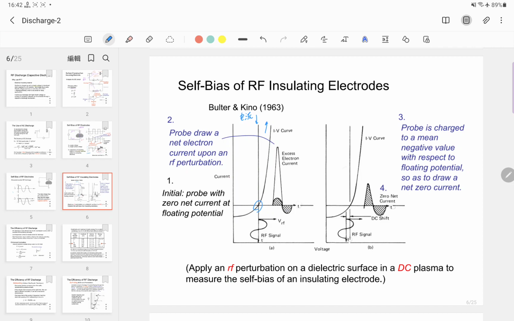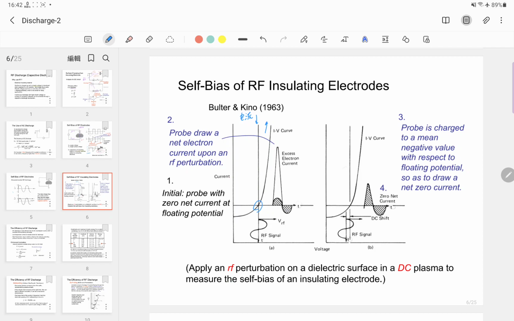And the electron current right here is much larger than the ion current in the other half cycle. So this part is excess electron current, and this part is ion current. Okay. So this is at the beginning when you pass the RF signal to a floating probe.